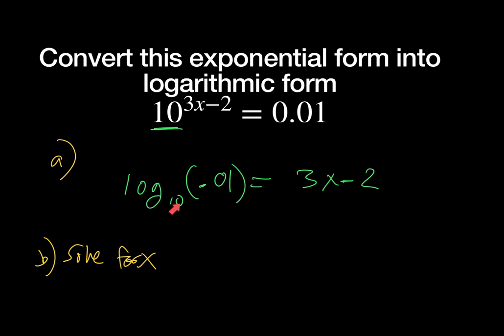Well, log base 10 is what your calculator is. If you just look at the log button on your calculator, it is base 10. So then we go to the calculator. If you don't know how to use logs on your calculator, you should probably figure that out. But I have 0.01, and I'm going to take the logarithm of that. And I find out that log base 10 of 0.01 is negative 2. Negative 2 equals 3x minus 2.